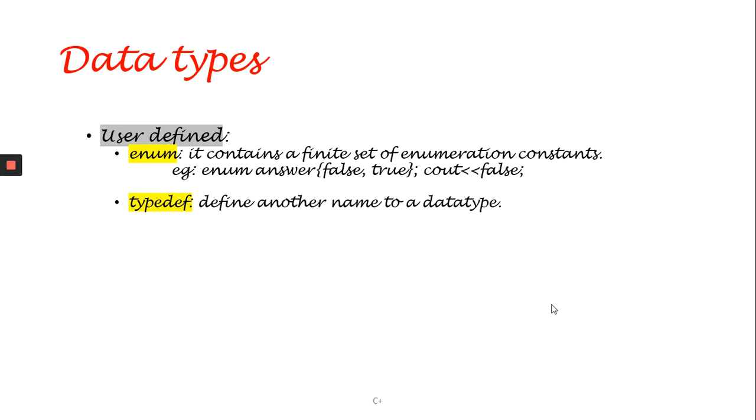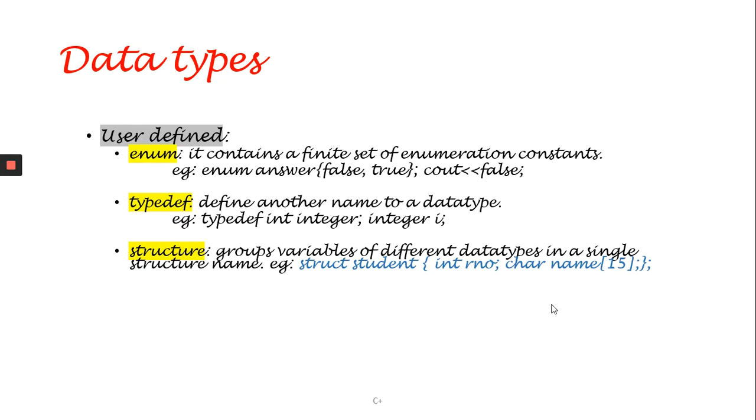Then we have typedef. It is used to define another name for the data type. For example, typedef int integer. If you write this inside the program, later on in the program you can write integer i instead of int i. By writing so, you can make the program more readable.